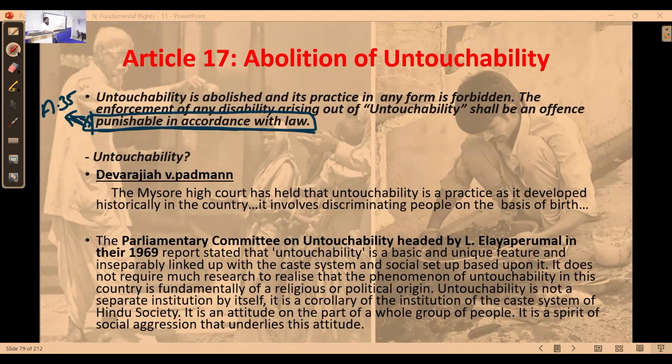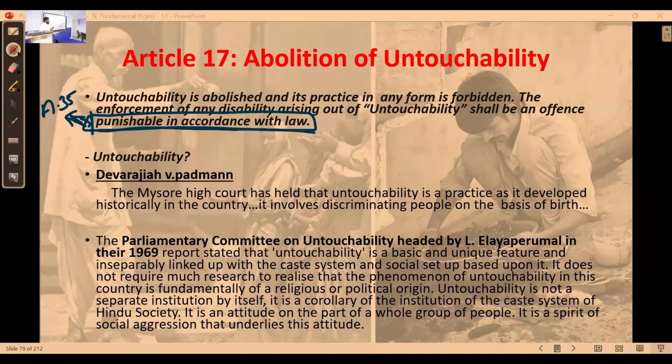Now, what is untouchability? Untouchability is not explained. Then what is untouchability? It has not been defined anywhere, but in one case. This case law, Devarajiah versus Padmanna, actually the case law is not important. Everywhere you will find Mysore High Court. That time, Mysore State was there. It defined it as a practice among Hindus based on birth, by which a person's status in society is determined. So, untouchability is something based on birth, a discrimination that happens based on birth.